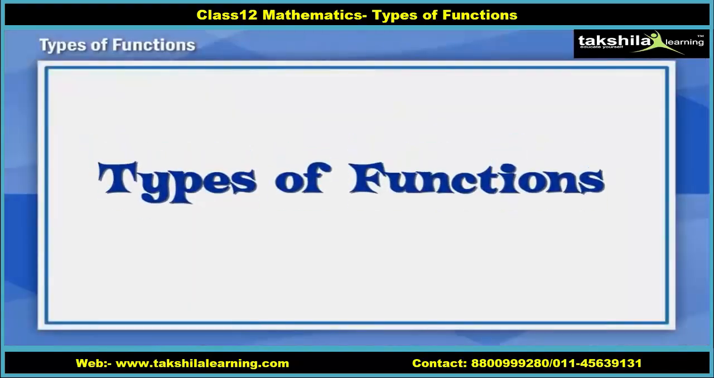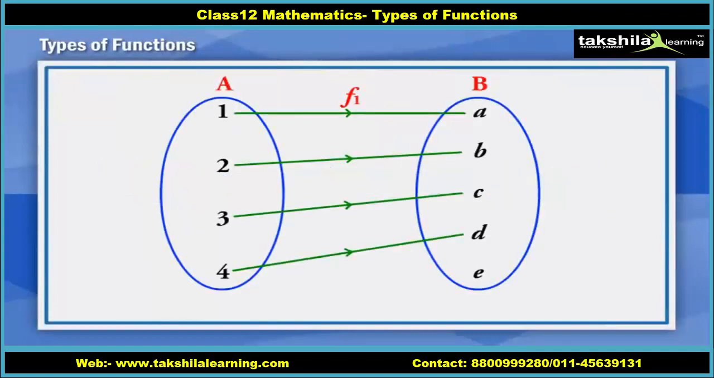In this module, you will learn about different types of functions. Let us see this diagram. It shows the graphical representation of the function f1 from A to B. On representing the given function in roster form, we obtain a set with 4 ordered pairs.